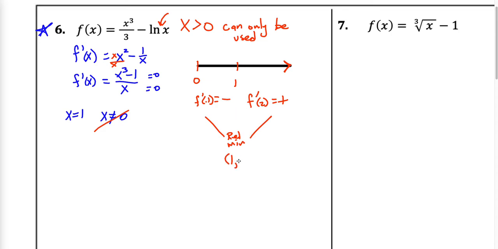I'm going to plug 1 into the original function to figure it out. 1/3 minus ln of 1, which is actually 0. So there's my only relative extrema. And increasing, decreasing intervals: it is decreasing from 0 to 1, increasing from 1 to infinity.